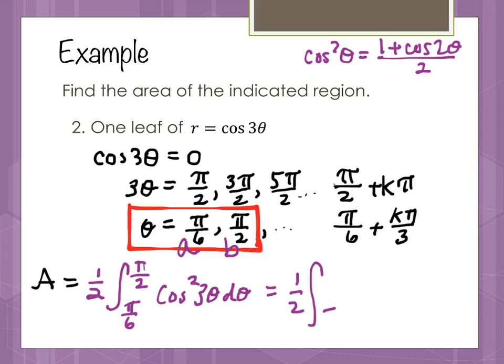So this is 1/2 the integral from pi over 6 to pi over 2 of cosine squared. Well, cosine squared is going to be 1 plus cosine of what angle now? 6 theta. I need to double what I had. I had 3 theta, so doubling that would be 6 theta over 2 d theta. All right, so we're going to integrate this, which we can now.